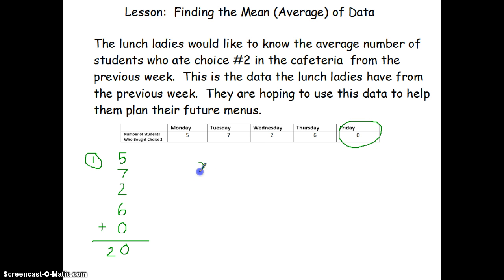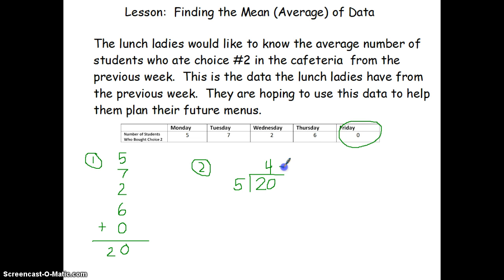Okay. Now the second thing that I want to do when I find the average, the second step, and we're going to keep referring to both of these steps, is take that sum, the total that you just came up with, the 20, and divide it by the amount of data pieces that I had. So I had 5 days in this week. There were 5 pieces of data that I used in my sum. So I want to divide it by that same amount. So I'm going to divide by 5. And so I know 20 divided by 5 gives me 4.